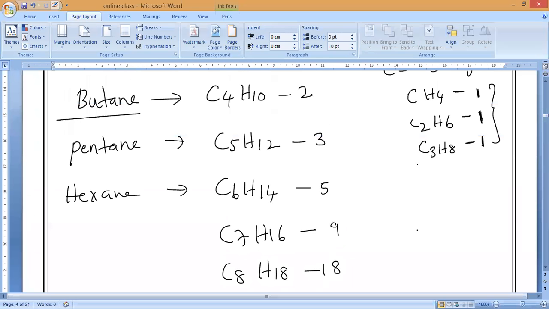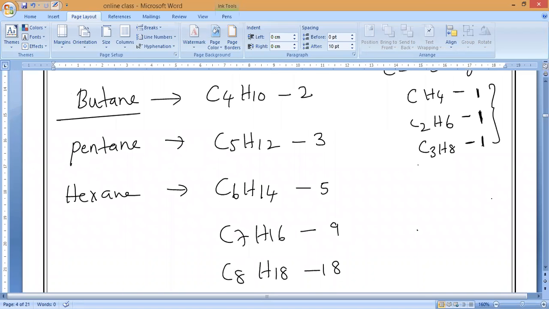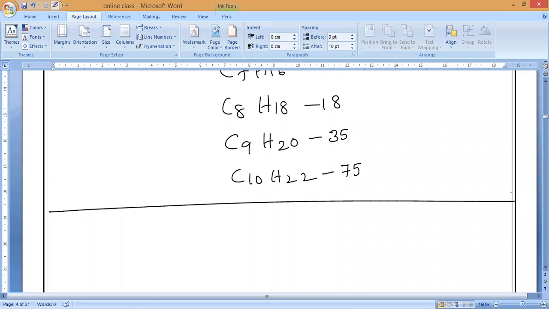Yes, sir. So as I said, now you can see the first three alkanes do not have any further isomers, only having 1, 1, 1. Is it yes or no? So now from butane onwards, it starts from 2, 3, 5, 9, 18, 35, and 75. After this, millions of isomers will come.